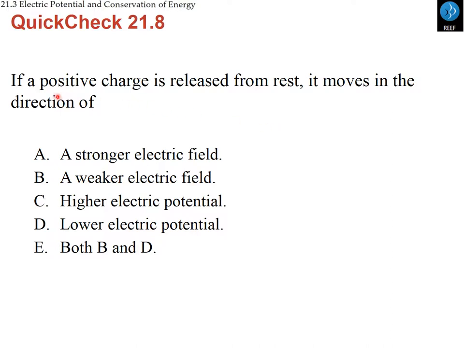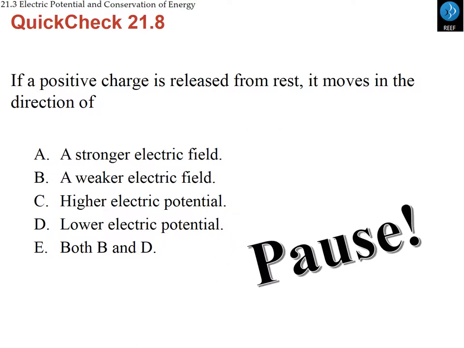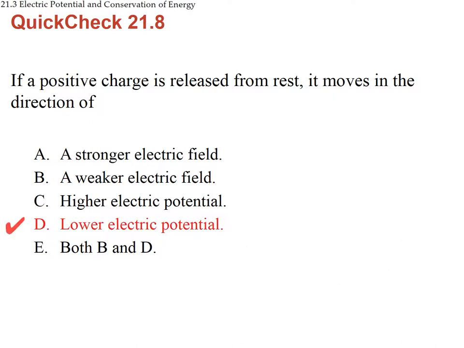Another question: if a positive charge is released from rest, it moves in the direction of a stronger electric field, a weaker electric field, higher electric potential, lower electric potential, both B and D. Pause, think and answer. As we have seen before, it moves always to places of lower electric potential, and we're talking about a positive charge.